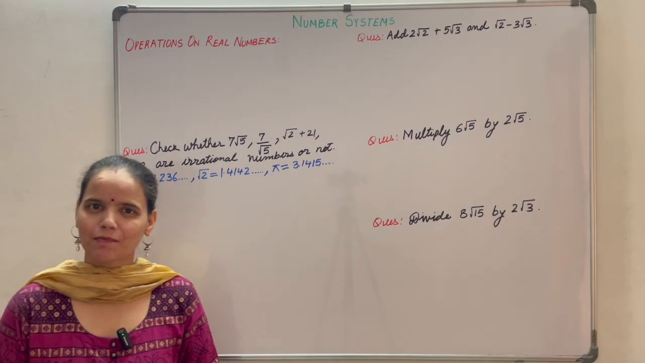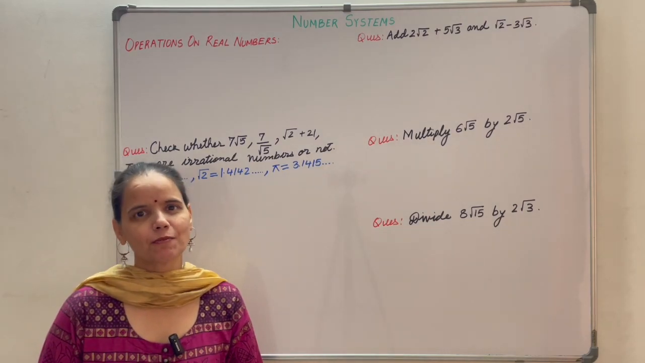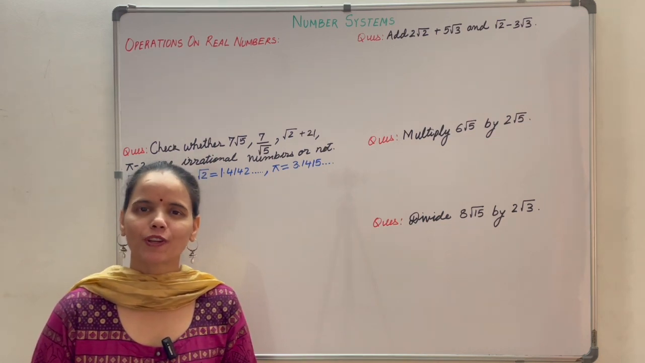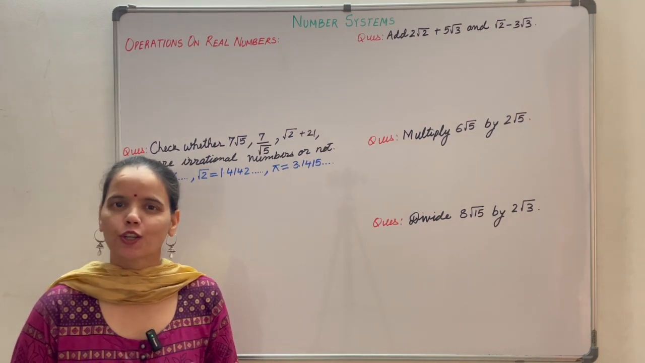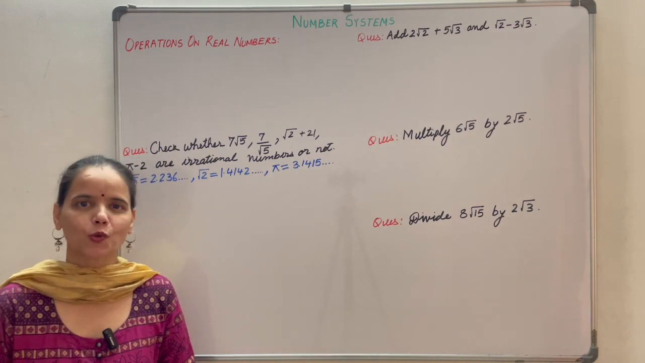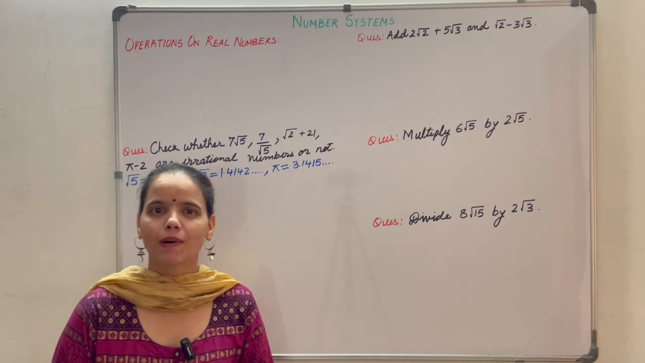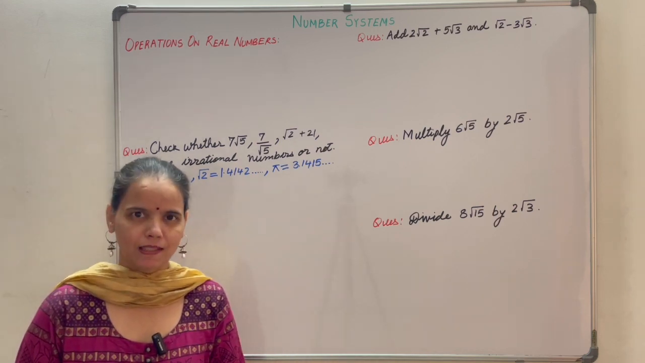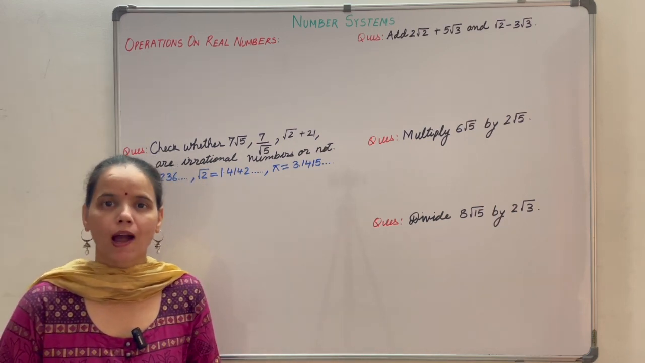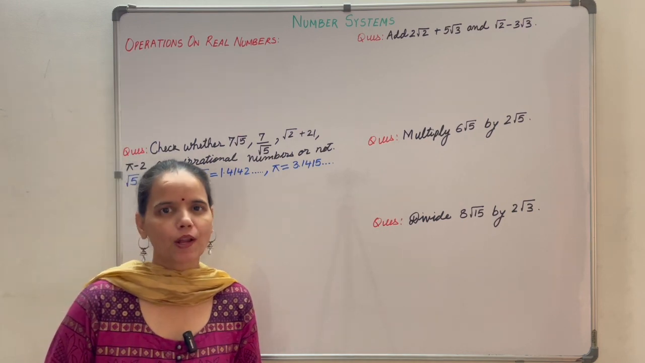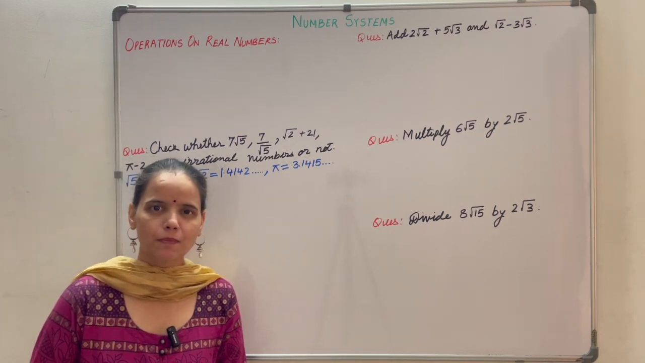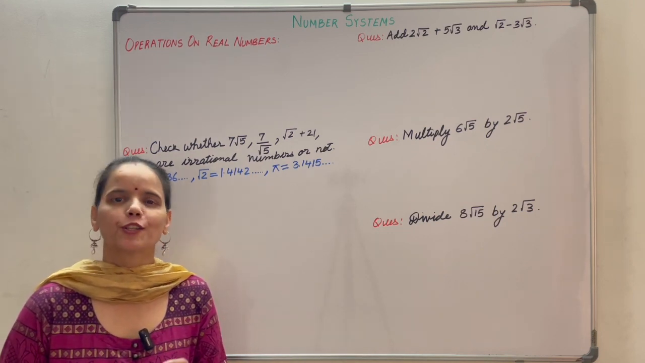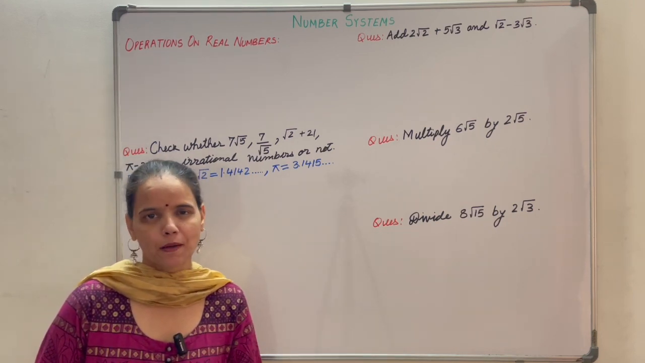Operations on real numbers. You already know that rational numbers satisfy the commutative, associative and distributive laws for addition and multiplication. You also know that rational numbers are closed under addition, subtraction, multiplication and division except for 0. What does it mean? It means that whenever you add two rational numbers, subtract two rational numbers, multiply two rational numbers or divide any two rational numbers except for 0, you will always get a rational number.